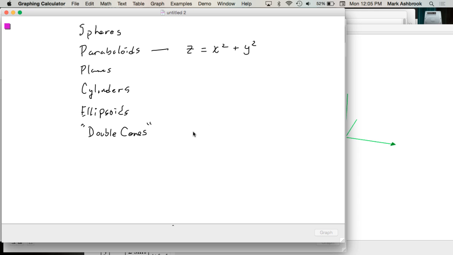So then what's the difference between that and this? And remember what the traces were? So what were the z traces? So horizontal traces were what for this thing? Circles. Remember, if you set z equal to different constants, each time you set z equal to a constant, you get a circle. X squared plus y squared equals a number, right? That's a circle in the plane of that constant.